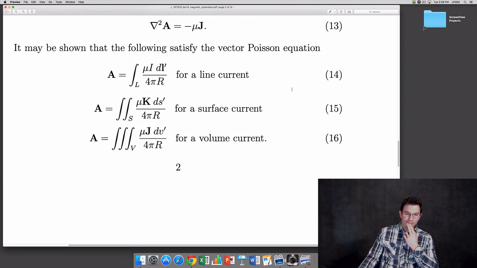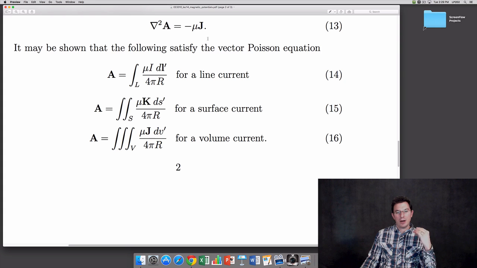You can show that if you substitute this expression right here into this equation, so if you operate on this quantity right here with the vector Laplacian, it will give you the right-hand side. Similarly for here, and maybe we can see this more clearly for the volume current, if you substitute this expression right here into this equation, so if you operate on this whole expression with the vector Laplacian, it will give you on the right-hand side minus mu J. So that's what it means to satisfy that equation.